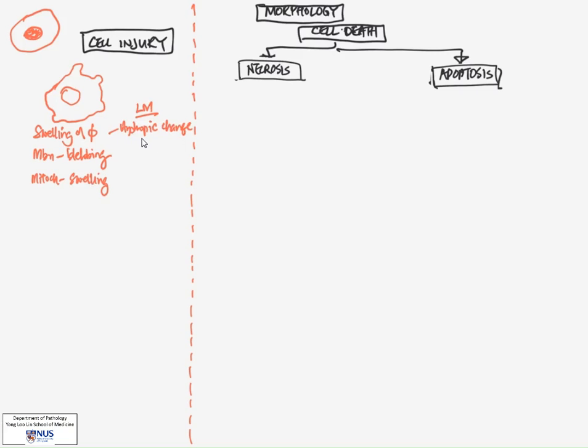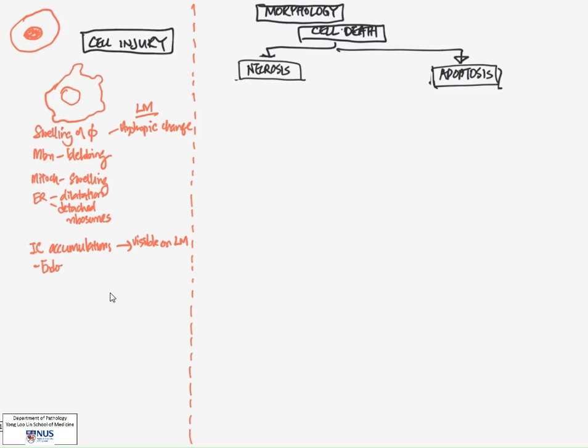Perhaps the most obvious change that we can appreciate on the microscope is hydropic change, which is the accumulation of water in the cell, leading to swelling of the cell. Another organelle that may be affected is the endoplasmic reticulum, and this may undergo dilatation as well as detachment of ribosomes. This is really not visible on light microscopy. In addition to these features of cell injury, sometimes metabolic derangements can also give rise to intracellular accumulation of various materials. And some of these may actually be visible on light microscopy.